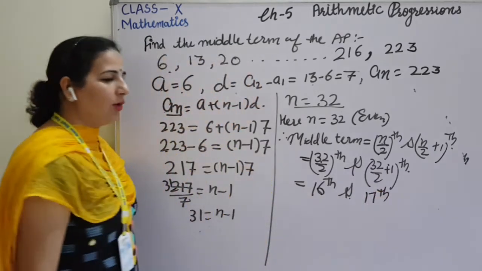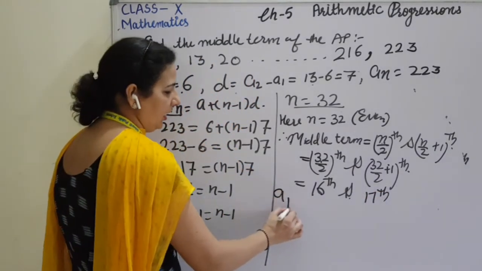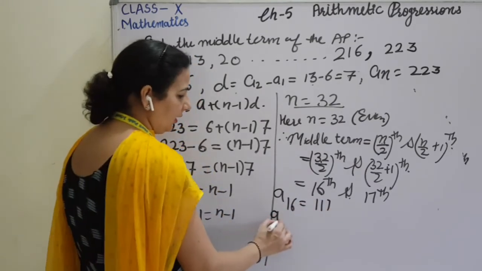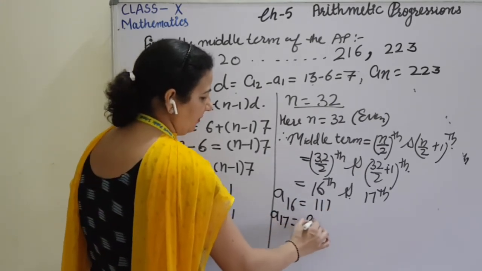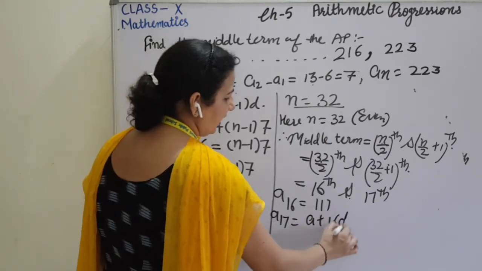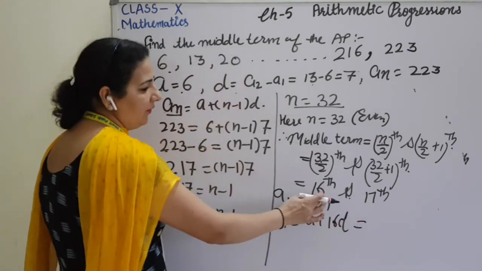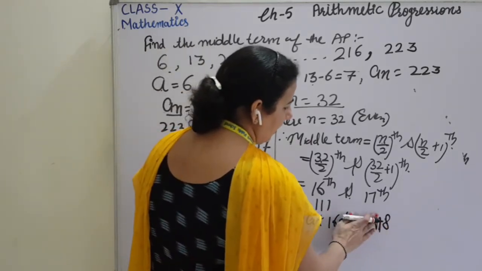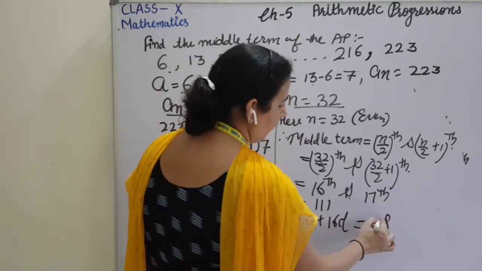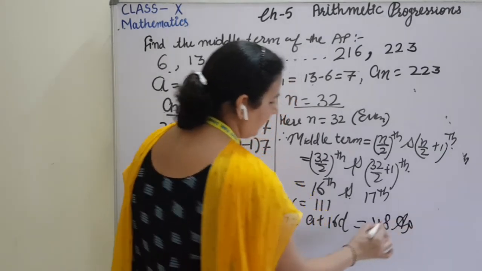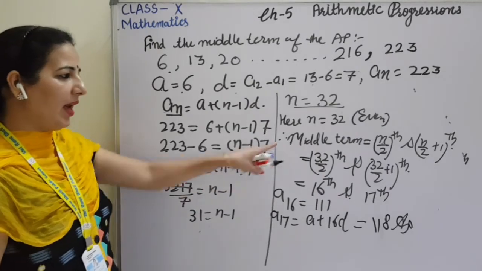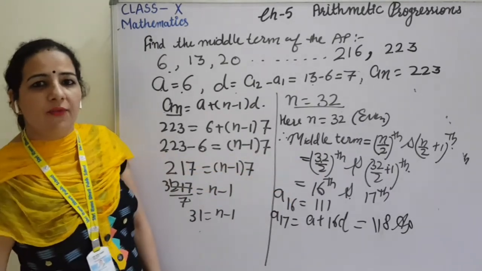So there will be two middle terms. One is A16, which we have already calculated as 111, and another is A17, which can be calculated by adding D. We all know that if it is 111 then this will become 118, because the difference was 7. So this will be our answer. So in the case of an even number we have two middle terms, and this will be the formula.